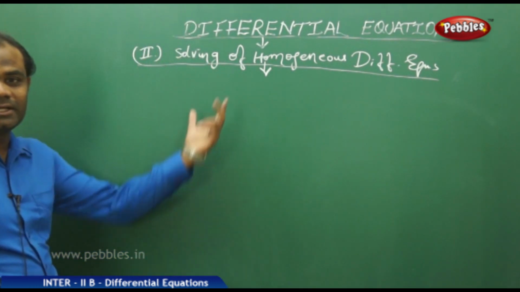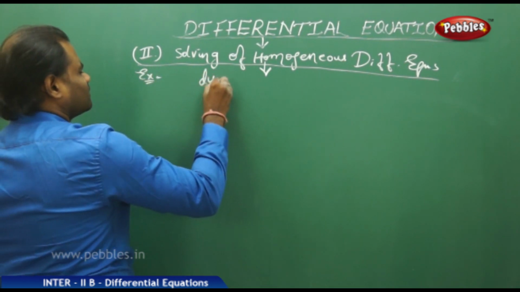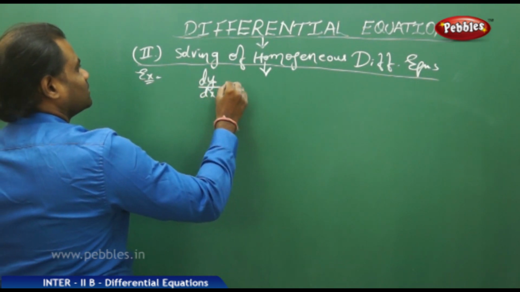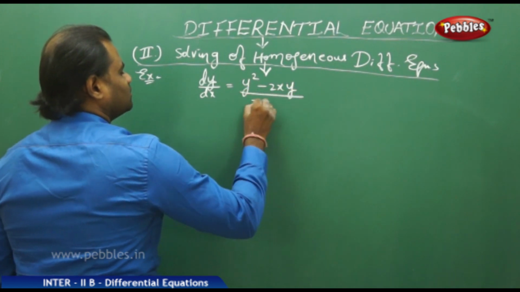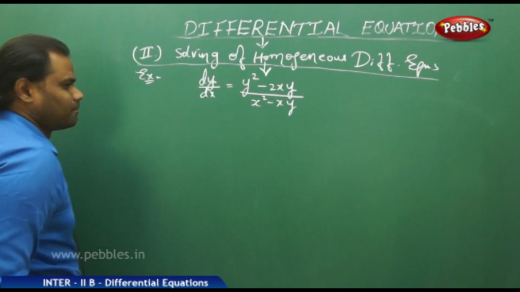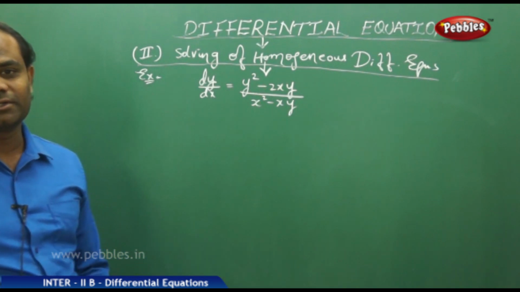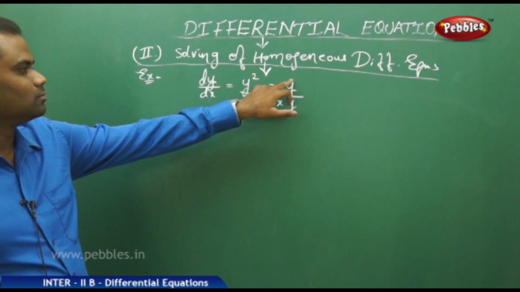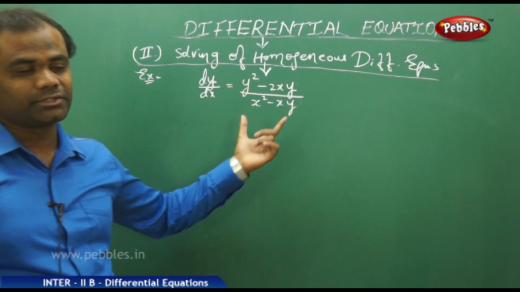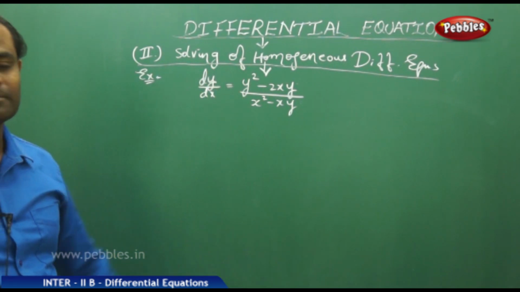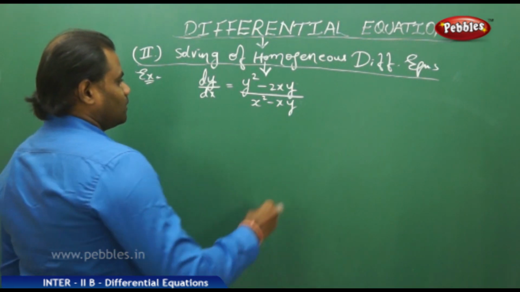Say, for example, I take a homogeneous differential equation dy by dx equals y square minus 2xy by x square minus xy. So clearly the right hand side is f of xy, which is homogeneous, with each term of degree 2, 1 plus 1, 2, 2 and 2, and therefore this is a homogeneous differential equation of degree 0 on the whole. So let's see how we can solve this homogeneous differential equation.